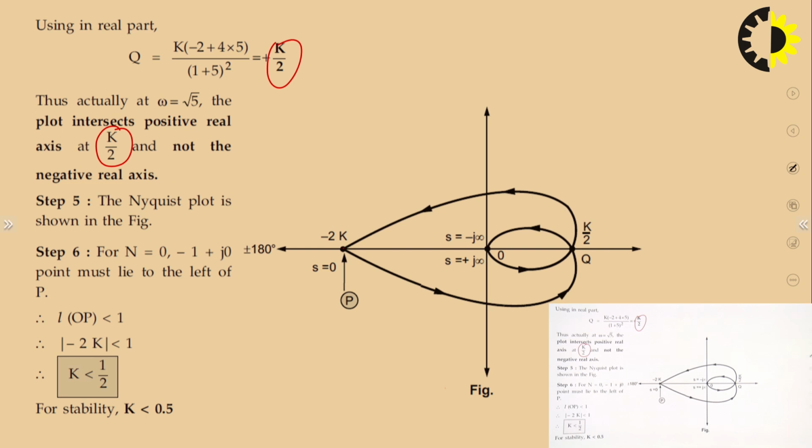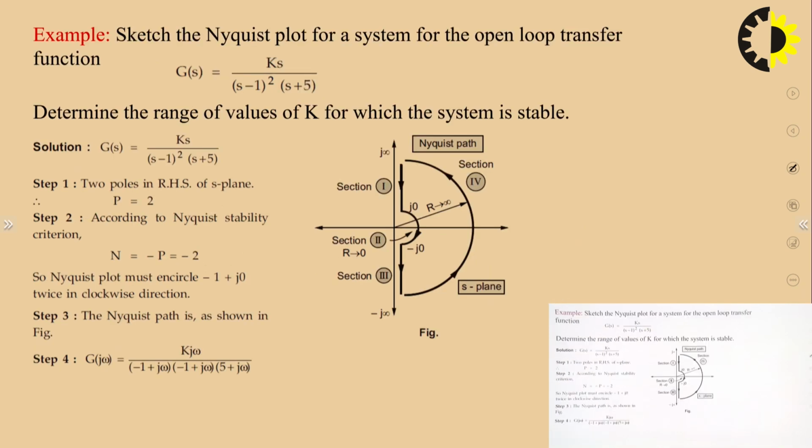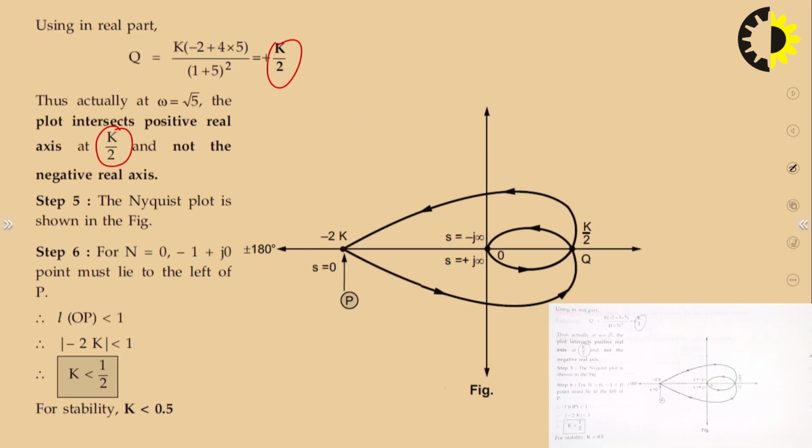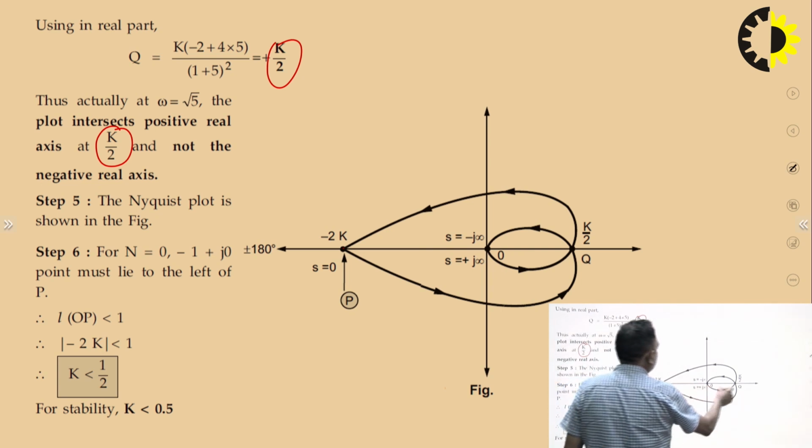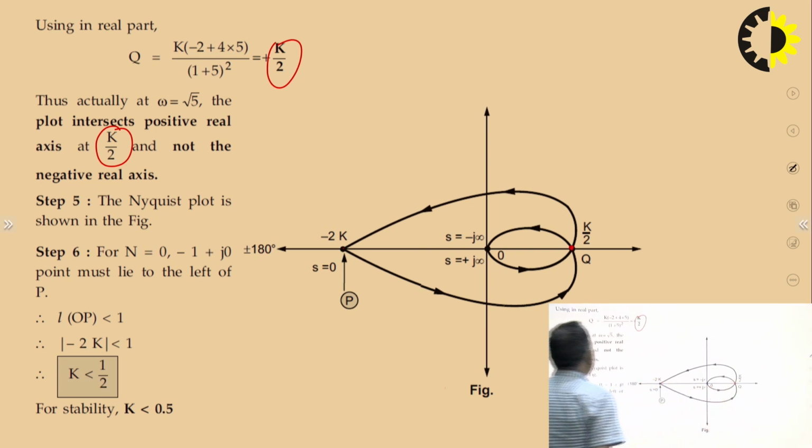So positive at k equals k by 2. When you solve it, it is plus k by 2. It means it will cut over here, and it is not cutting the negative real axis. So the Nyquist plot is like here.